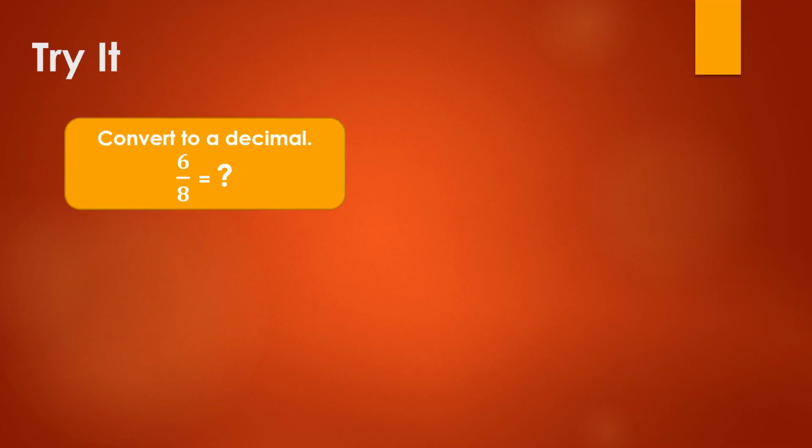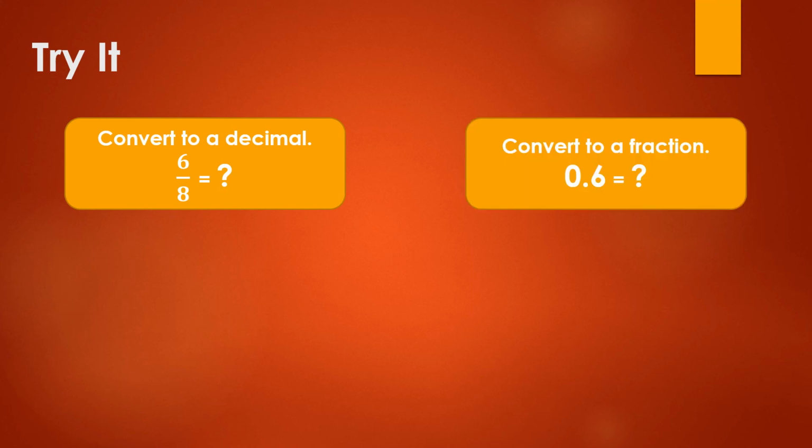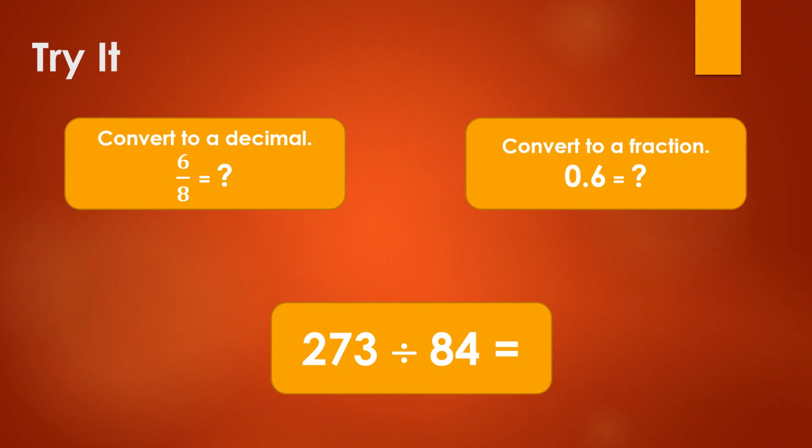I have 3 problems for you to try. I want you to take 6/8 and convert it to a decimal. I want you to convert 6/10 to a fraction. And then I want you to divide 273 divided by 84. When you get your quotient, I want you to write it as a decimal and a fraction. I'll pause in case you need to take a picture of these 3 problems.